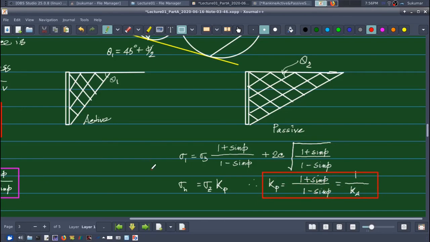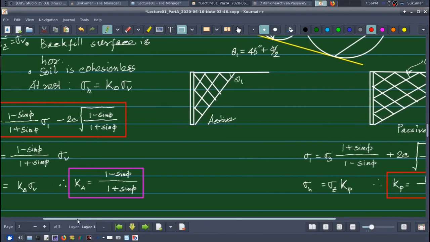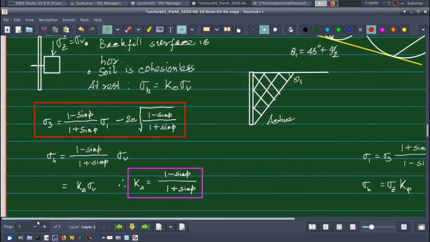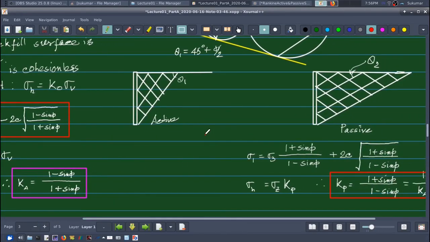So these two relations we have derived today based on Rankine's theory of active and passive earth pressure. We have also seen how the failure planes are oriented in active and passive cases. All right, so with this we stop this part of the lecture.